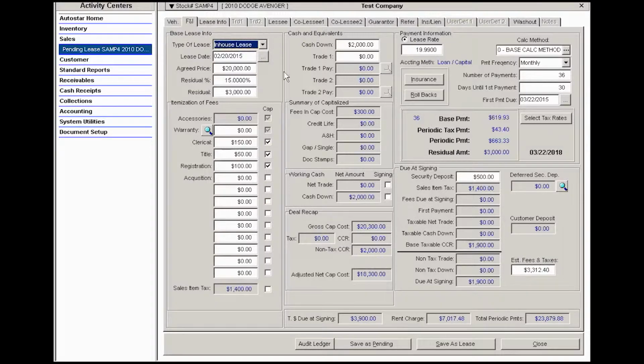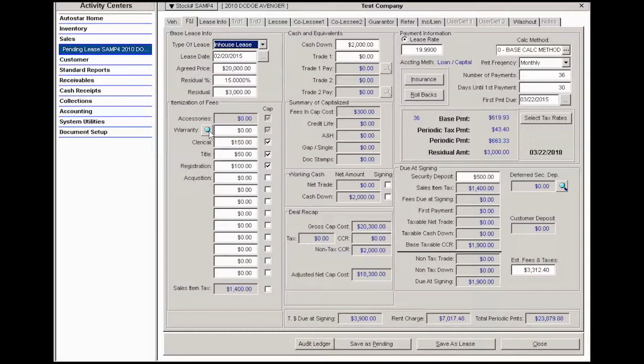The first section is your base lease info section. So we have our type of lease as in-house, the lease date, the agreed upon price is being brought over from when I stocked my car into inventory. My residual is defaulted at 15%, which gives me a residual amount of $3,000, which will be due at the end of the term. And that will be the least amount of money the customer would have to pay if they wanted to purchase the vehicle at the end of the lease. The residual amount is what you're saying you have determined the car will be worth if this lease is carried to term.